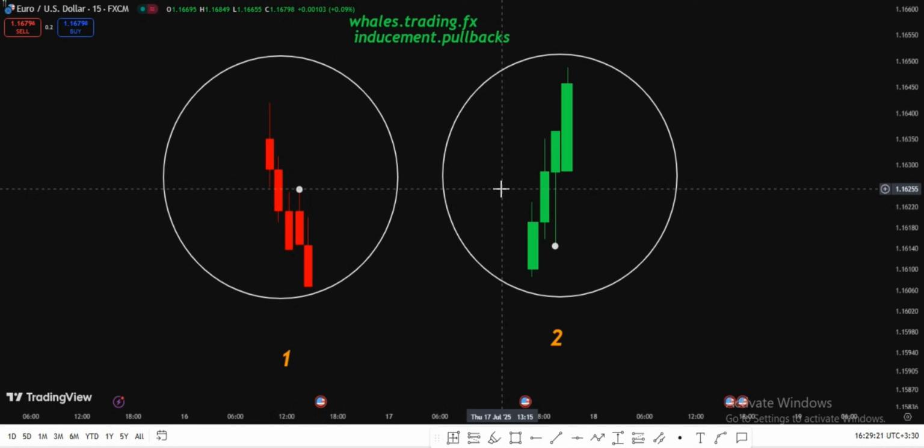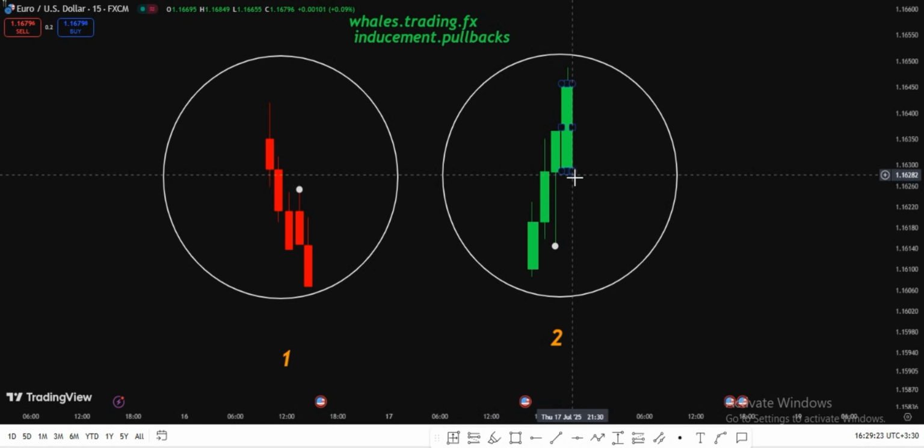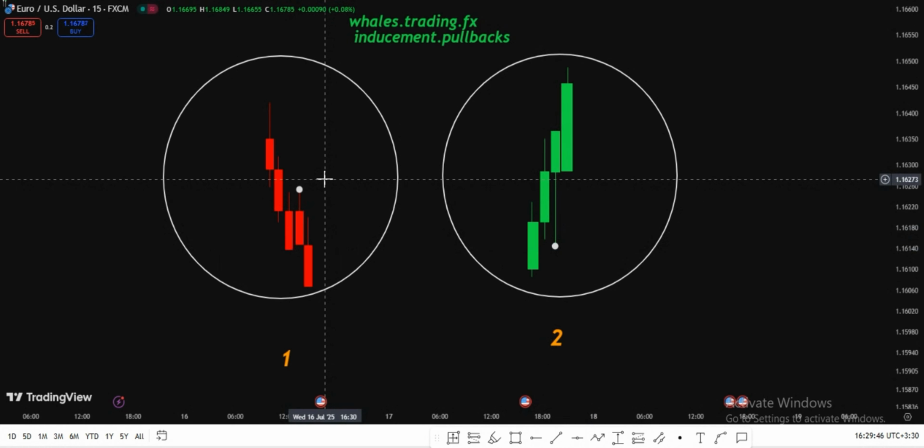In a bullish trend, it's the same. This candle is bullish. As you can see, we have a bullish trend. So in a bullish trend, this candle low must take out the previous candle low. As you can see, this is a valid pullback in a bullish trend, and this one is in a bearish trend.